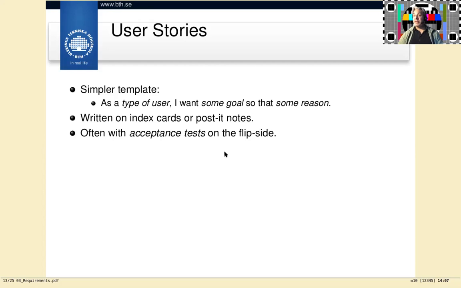And that's why I have the type of user there, because the type of user will tell me, if I need more information, whom to go and ask. And again, I've got the acceptance test on the backside, so I know when I'm done with it. Now I know when I can move it from the working on pile to the done pile.